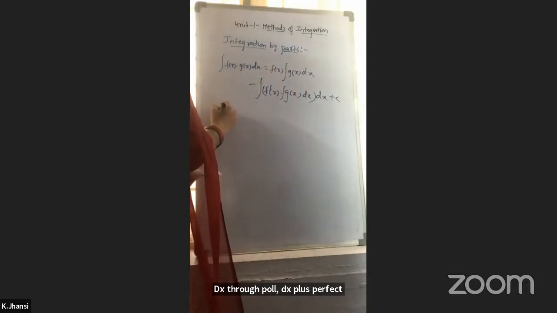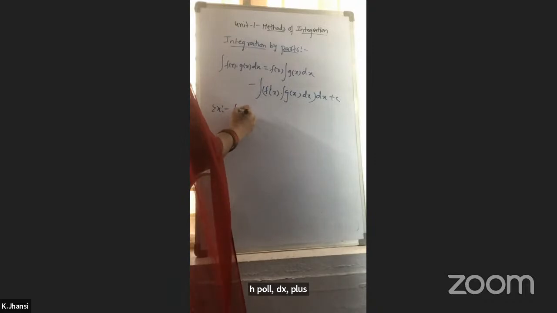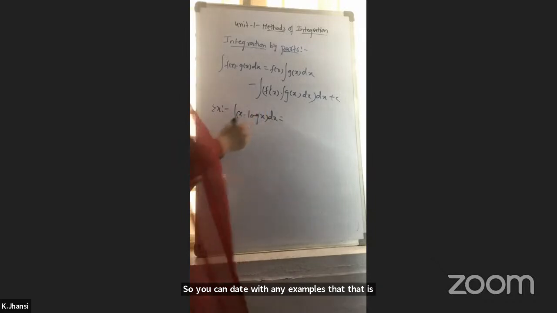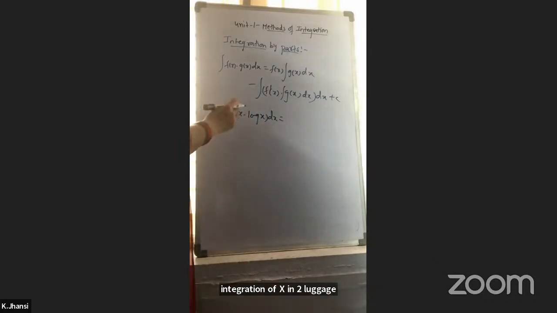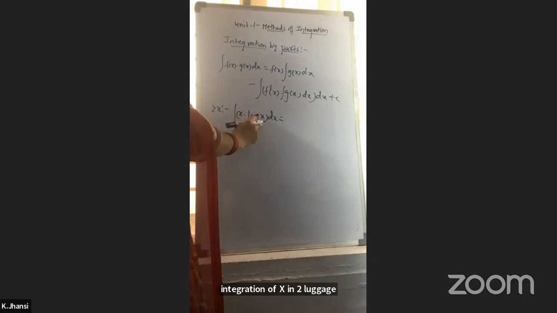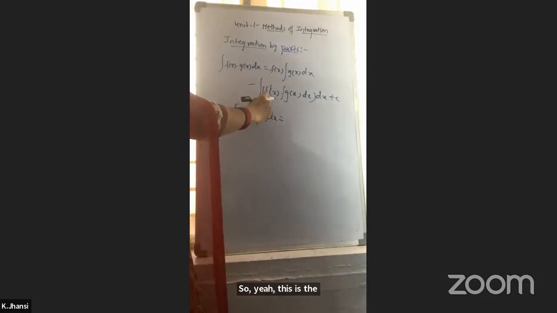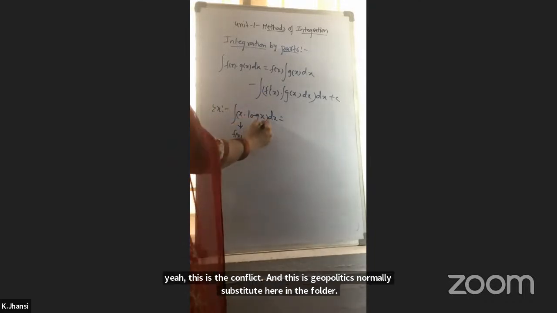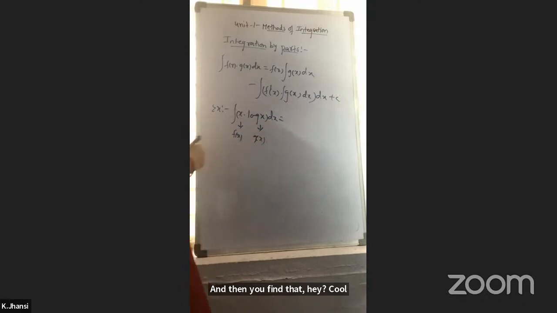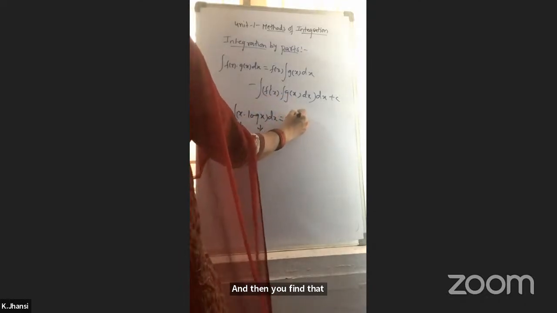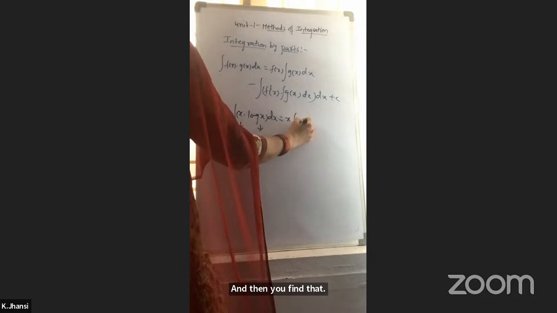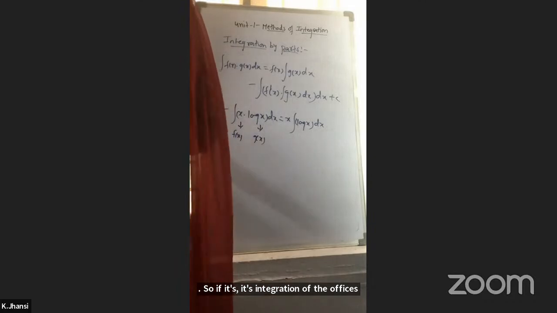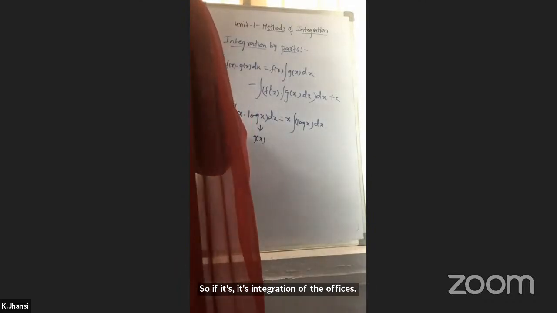So you can take any one example, that is integration of x into log x dx. Here this is f of x and this is g of x. Now you substitute here in the formula and then you find that one. So our x is f of x and this is our g of x. So f of x is x into integration of g of x, which is log x into dx.